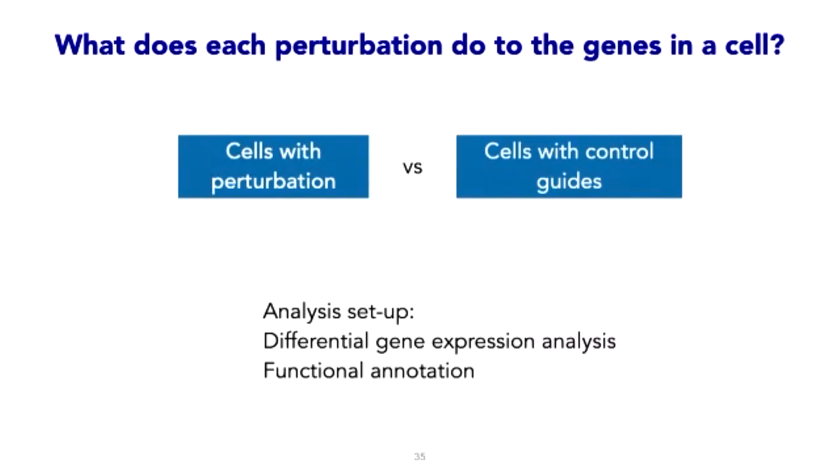So if we can think of differential gene expression analysis, we want to compare expression of genes between 2 conditions. Here it is the cells with perturbation and without perturbation. And once we have the set of differentially expressed genes, we can functionally annotate them using the many different tools that we are familiar with.